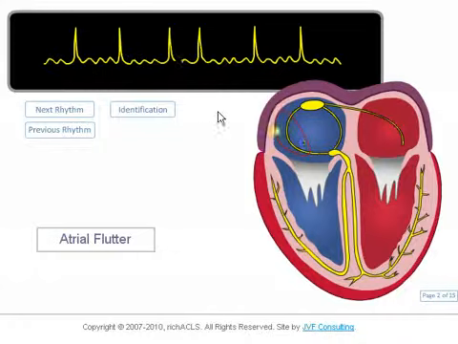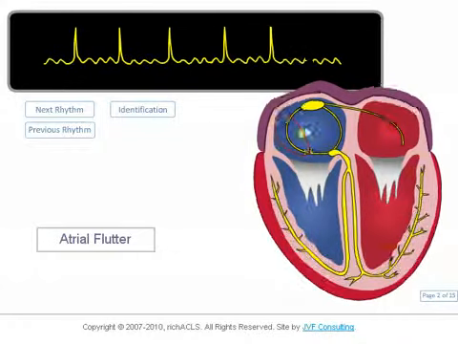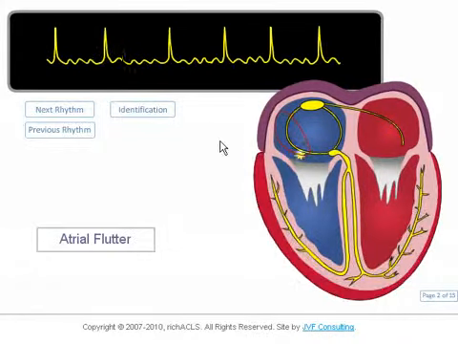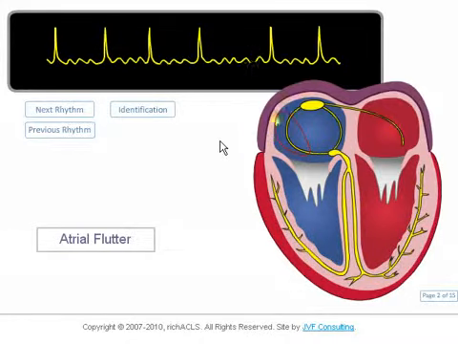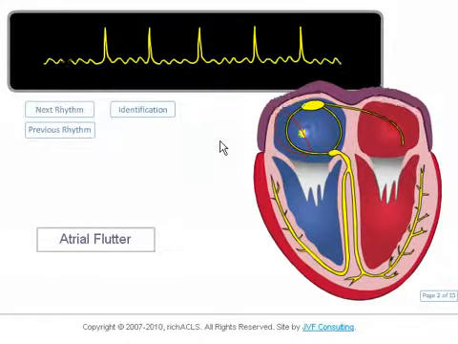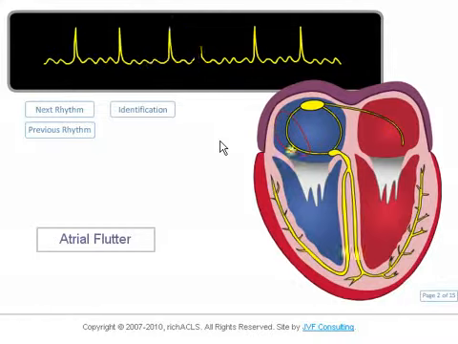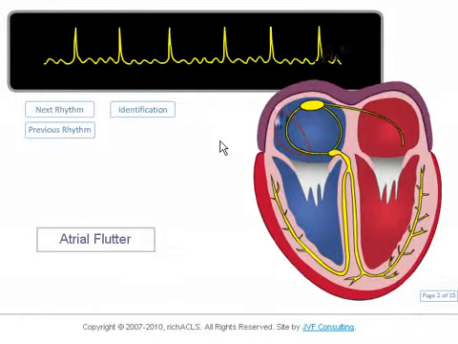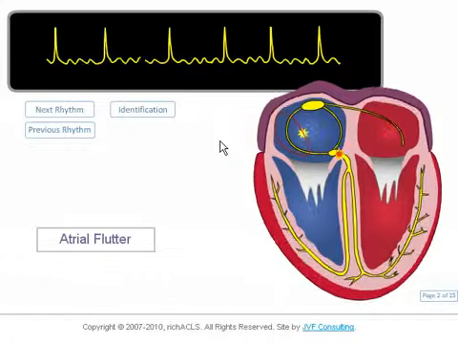In the animation, you see what looks like the accessory pathway we saw in supraventricular tachycardia, but larger. This is called a reentrant pathway, which involves a large part of the atrial muscle and does not directly communicate with the AV node as in SVT.